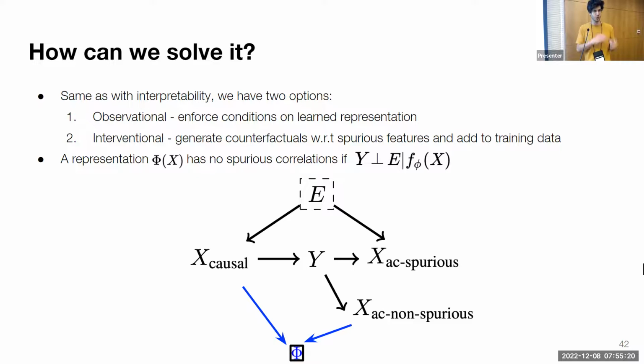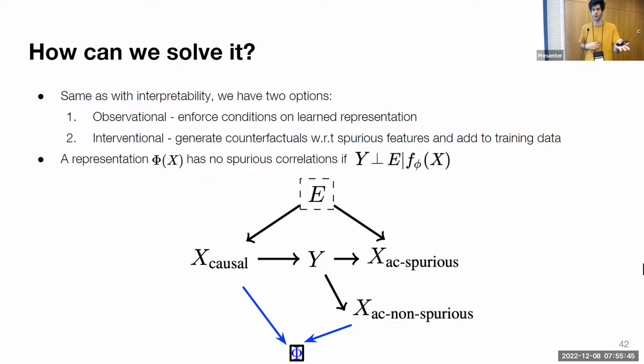Alternatively, from the interventional perspective and recalling our ideas about interpretability, we can generate counterfactuals with respect to the spurious features and add them to the training data. If I could have generated examples where I have cows on the beach, and I had done that for every example where I have a cow on grass, there will now be no correlation between the background and the prediction of a cow. If I could have done that, problem solved.